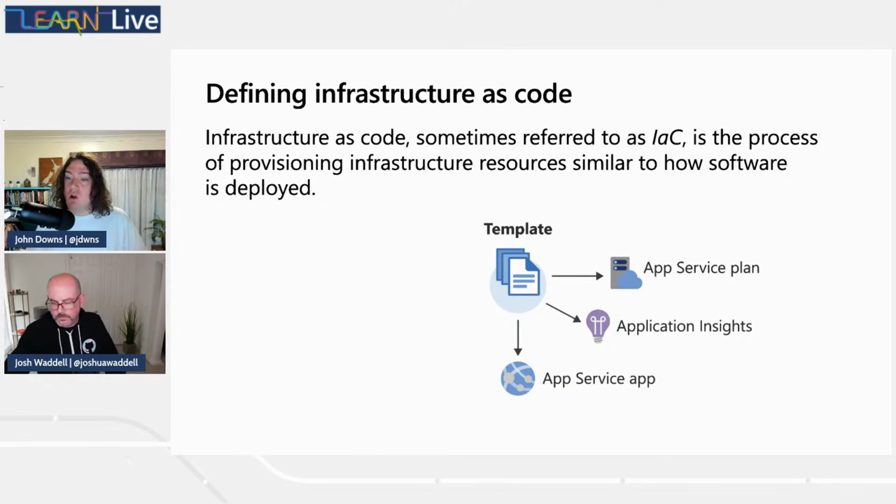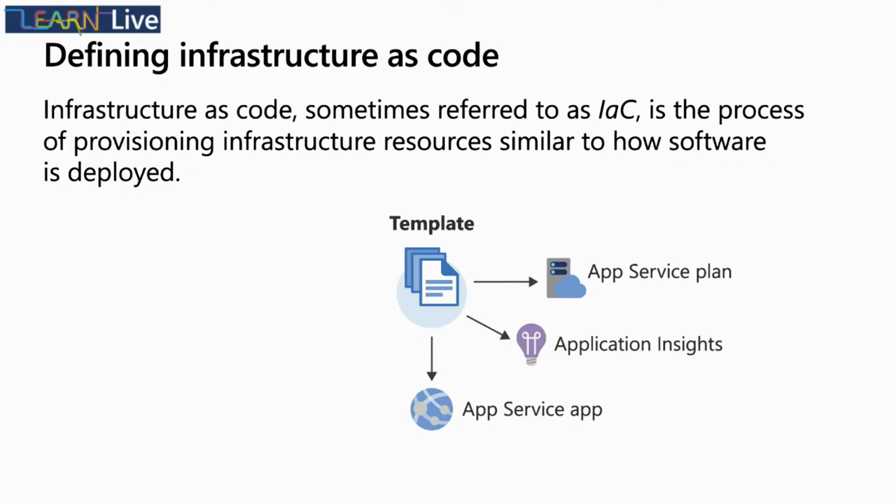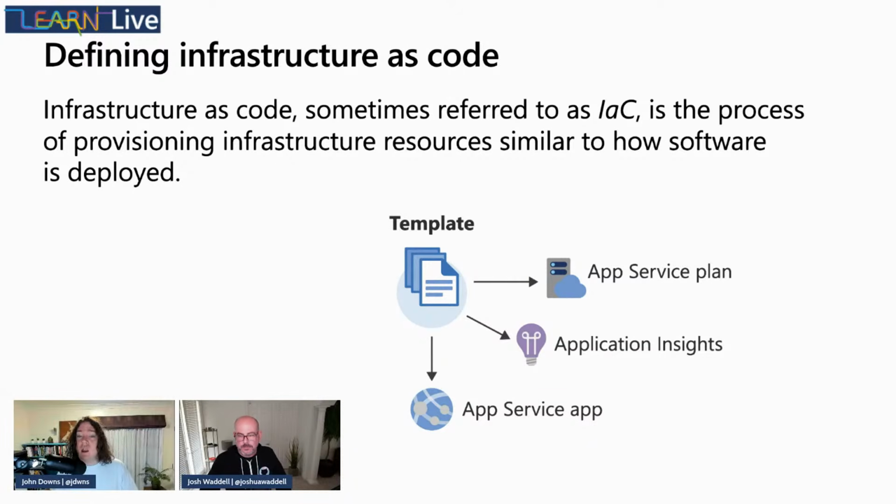So you write your infrastructure as code in things called templates, or what we'll talk about soon, Bicep files, and then you'll provide those to Azure to deploy. The template defines all of the resources that you want to deploy. So in this example, you might have an app service plan. If you're working with Azure App Service, you might have application insights. You might have the app service app as well. And then Josh, if you can press enter.